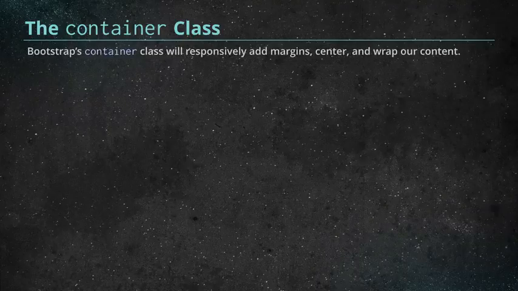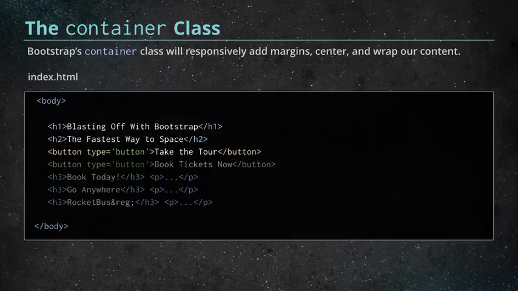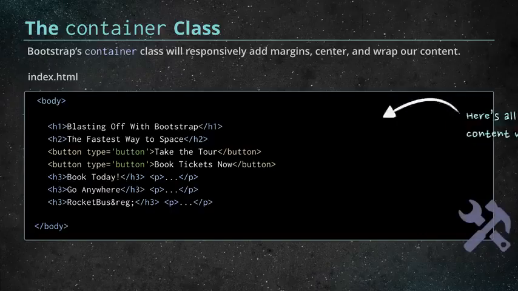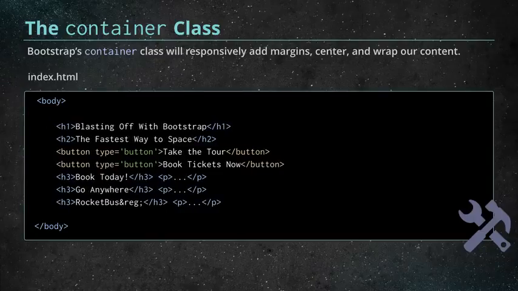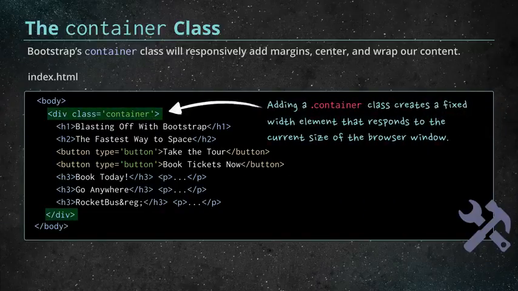The container class will responsively add some margins and center our content, but what do we add the container class to? In this case, we're going to wrap all of that content in a div, and we want that div to responsively add margins and center our content. In order to do that, we can add a class of container, which will create that fixed width element that will respond to the current size of the browser.